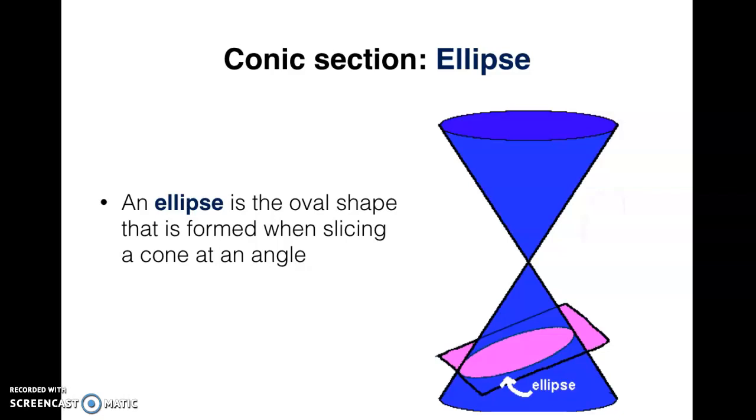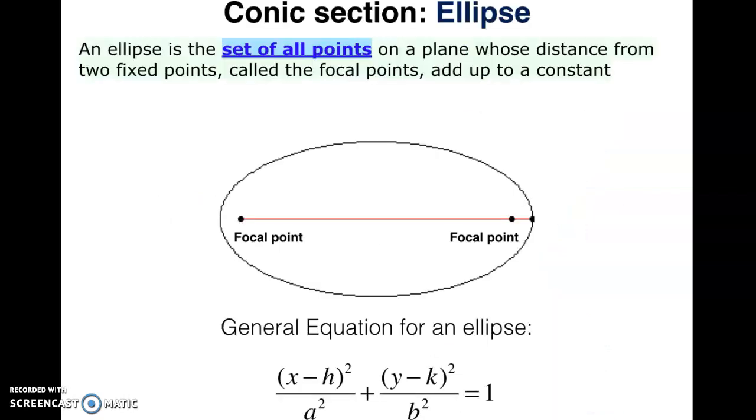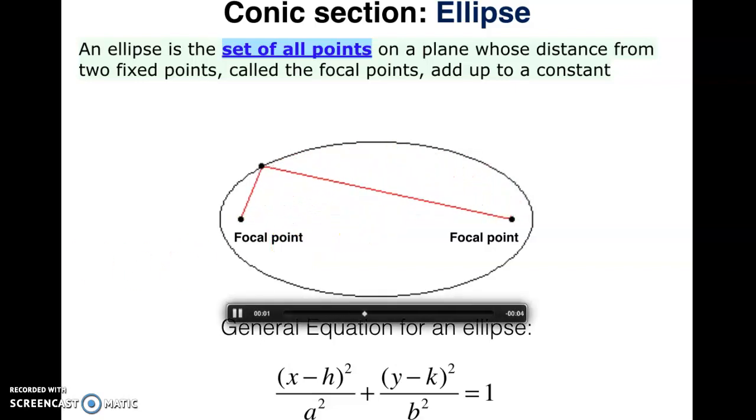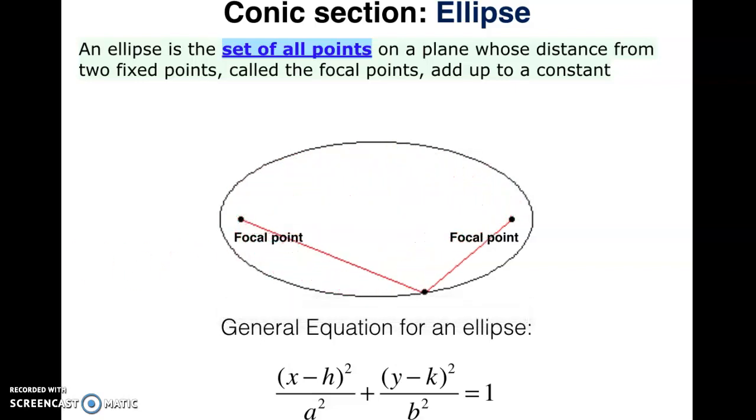About the conic section, ellipse. An ellipse is the oval shape that is formed when slicing a cone at an angle. An ellipse is the set of all points on the plane whose distance from two fixed points, called the focal points, add up to a constant. As you watch the point along the ellipse travel, the sum of the two red lines stays constant.